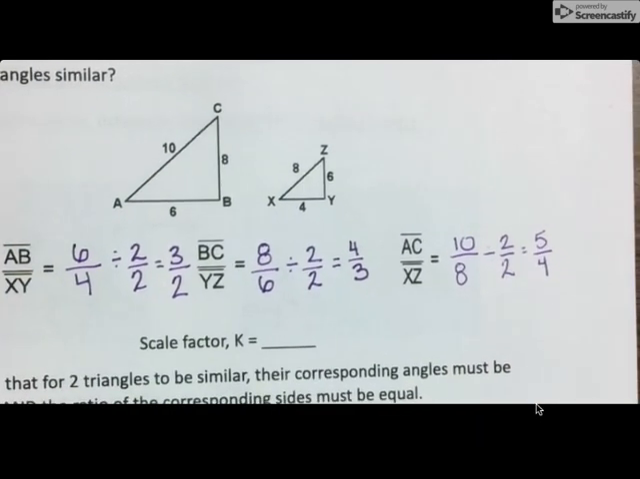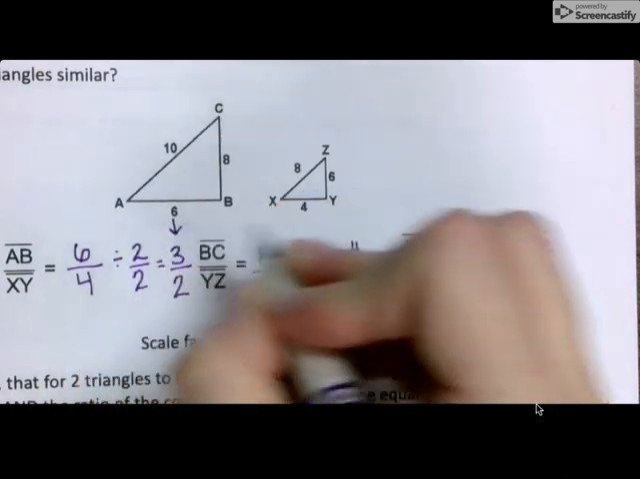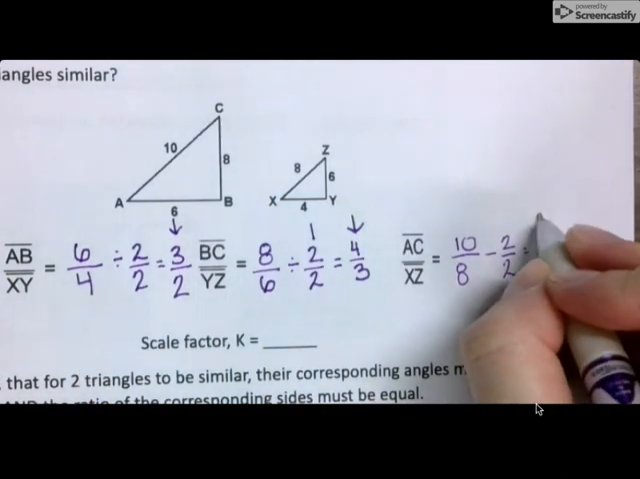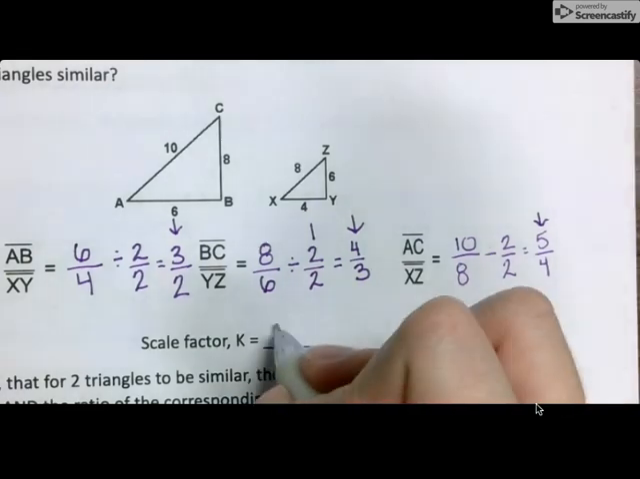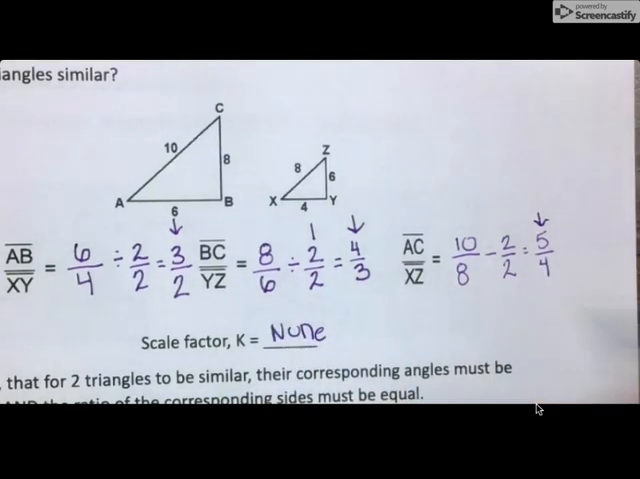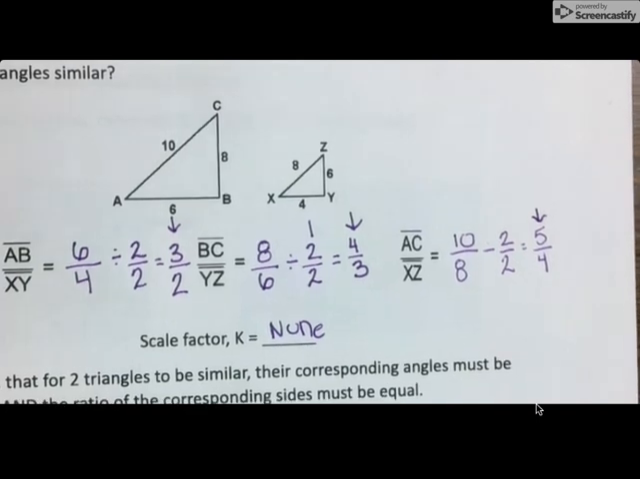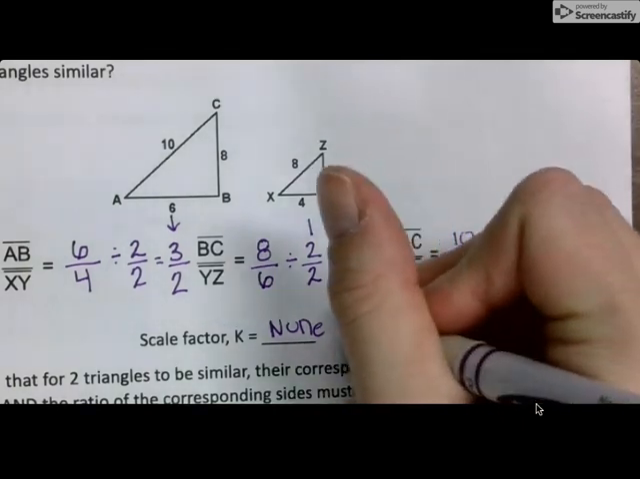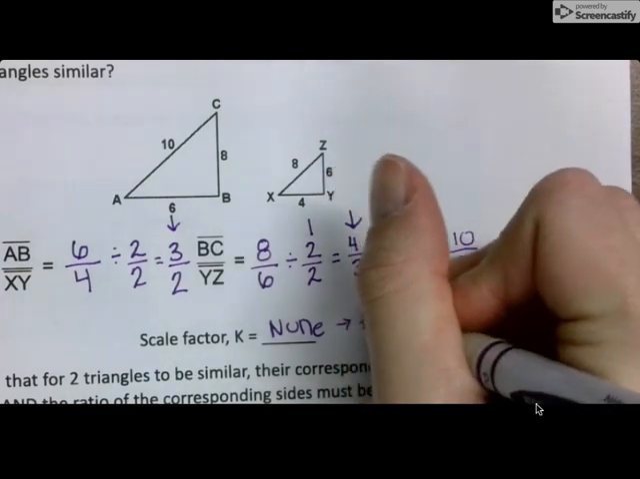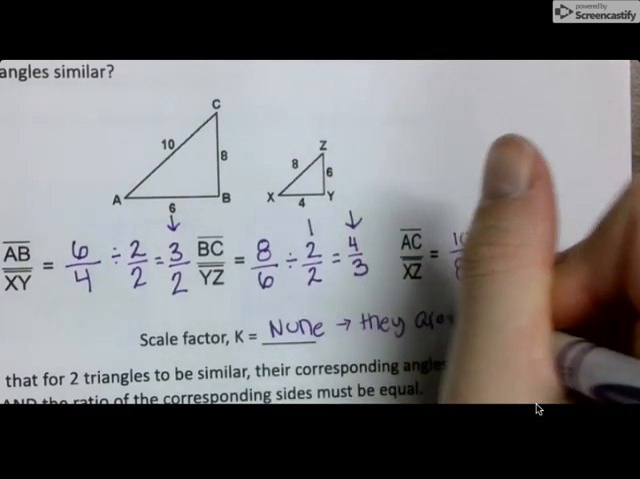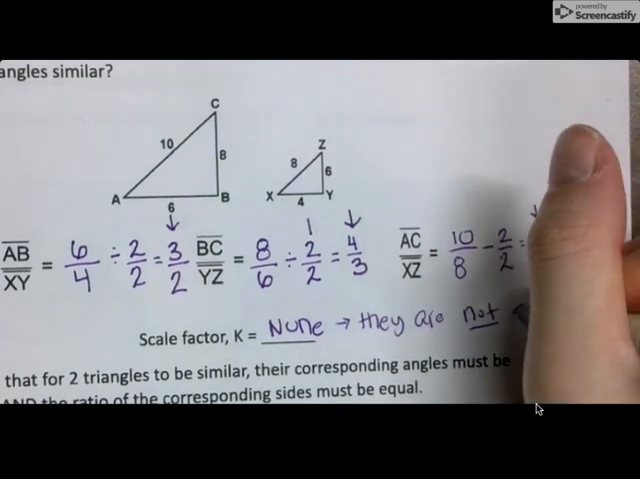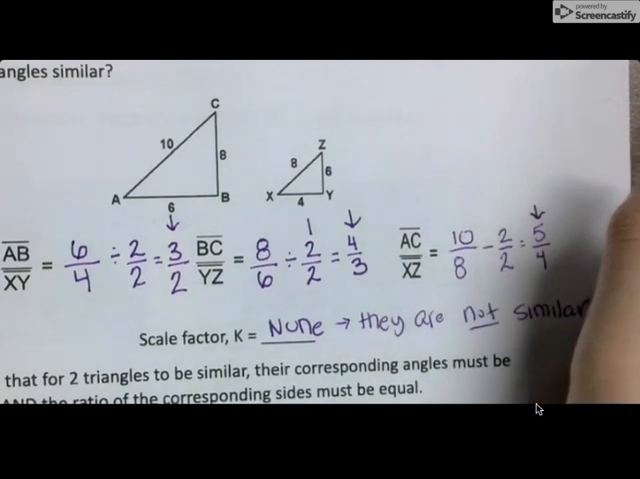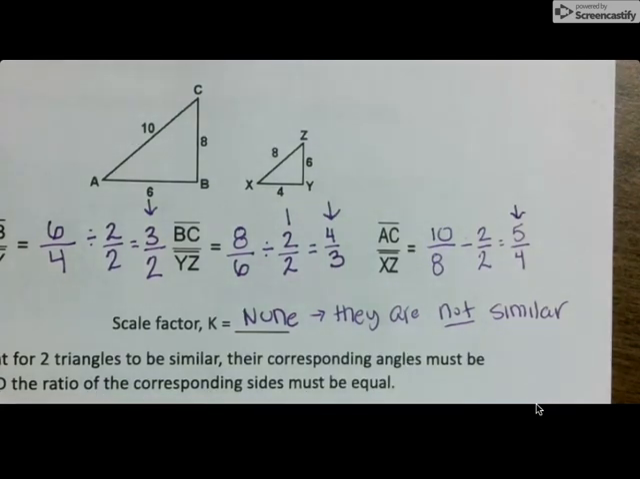So are they similar? Is this the same? So there is none. These two triangles, while they look similar, are actually not similar. Okay? These two triangles, while they look similar, are not. They are not similar.